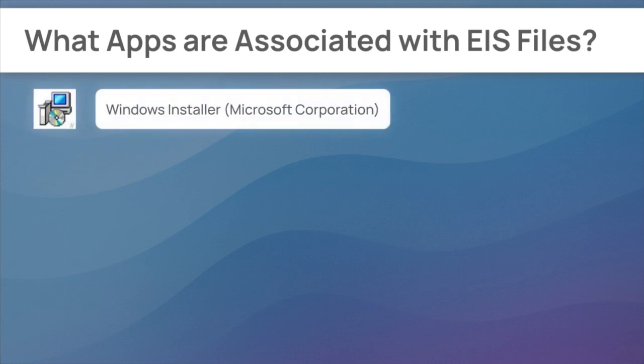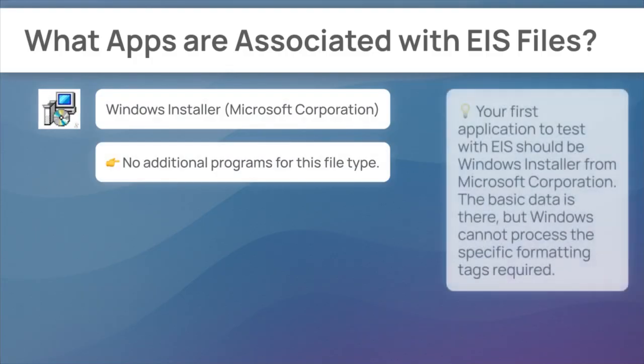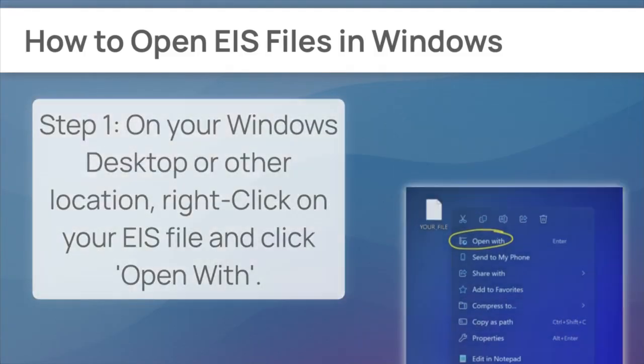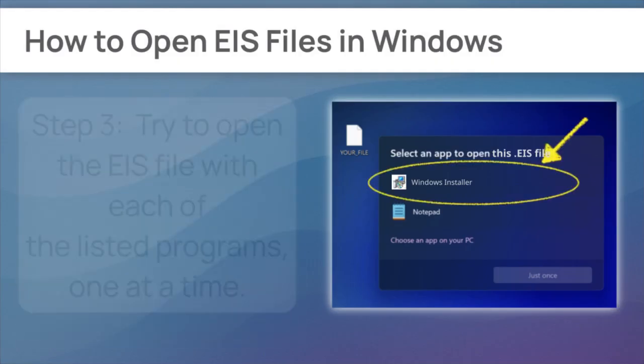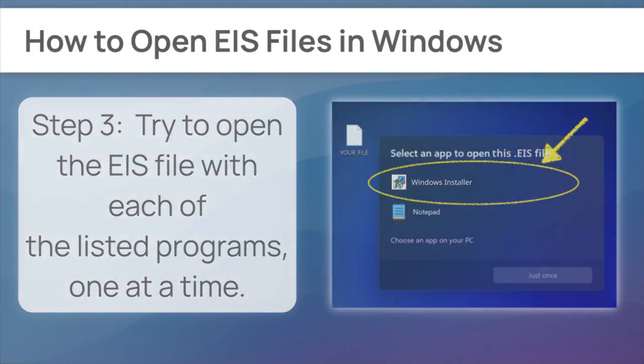The reliable first choice for the EIS file type is Windows Installer developed by Microsoft Corporation. Windows provides a generic icon but lacks a specific viewer for this format. Windows provides straightforward support for reading and modifying text files. Let's find the winning application: right-click your EIS file, and select Open With. If Windows Installer is there, test it now. If not, grab another application. Testing helps us eliminate common software conflicts.